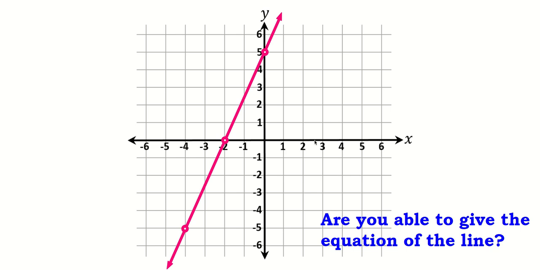So your equation would just be, and again, I'm not going to write it down because you're not going to write it down either, but if you did it, you'd write down y equals 5 over 2 x plus 5.